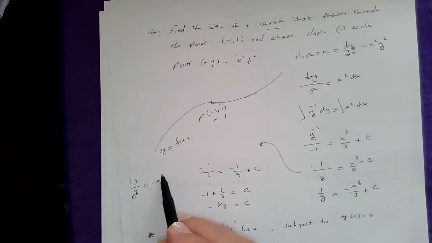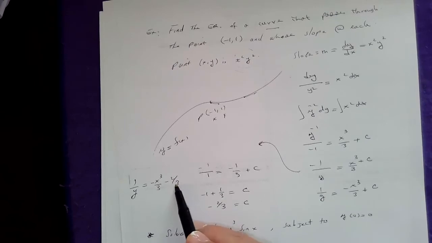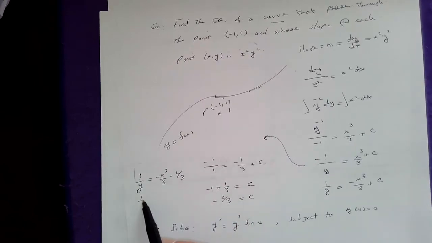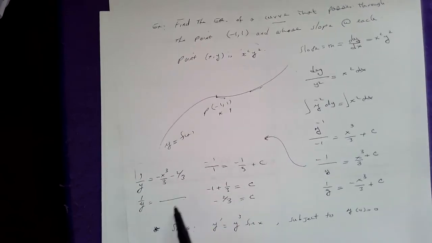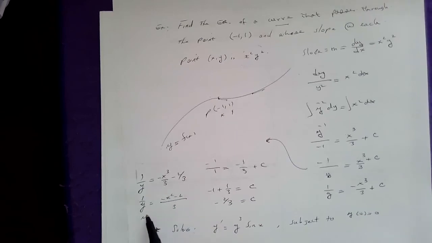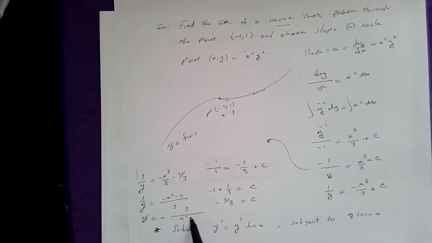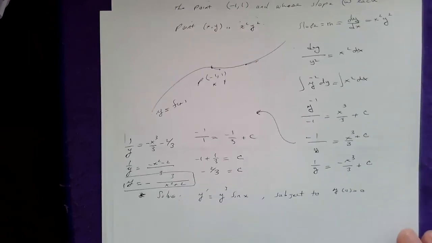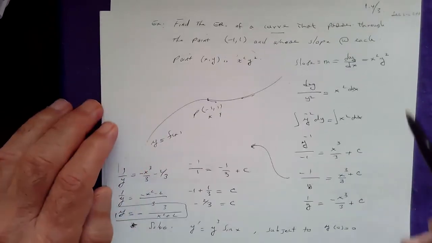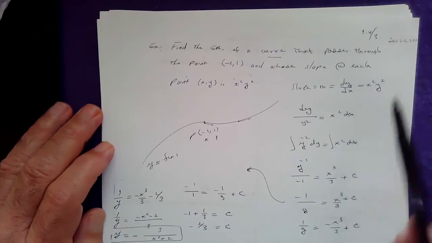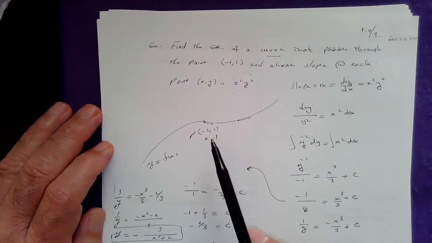So therefore, what we have is 1 over y equals negative x cubed over 3. Don't forget it's negative 2/3. So if you add these fractions up, you get negative x cubed minus 2, all over 3. Reciprocate the fraction, you get 3 over negative x cubed minus 2, and that would be the equation of this curve, which has a slope of x squared y squared, and it passes through this point.